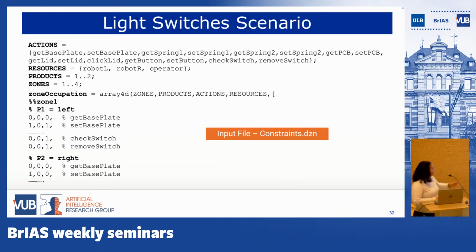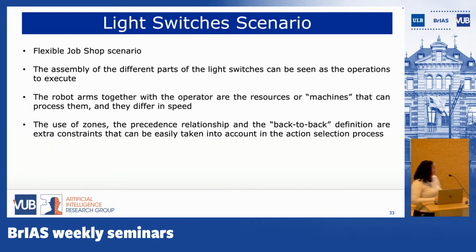Basically, the input file changes with respect to the one we had before, and this is also something we had to adapt, but we were able to translate it, with some modifications, to the flexible job shop scenario. The part of assembling the different parts of the light switches can be seen as the operations to execute by the robot arm together with the operator. So we have 3 different resources or machines. They can differ in speed, and they will be our resources. And of course, the use of the zones and the precedence relationship are extra constraints.